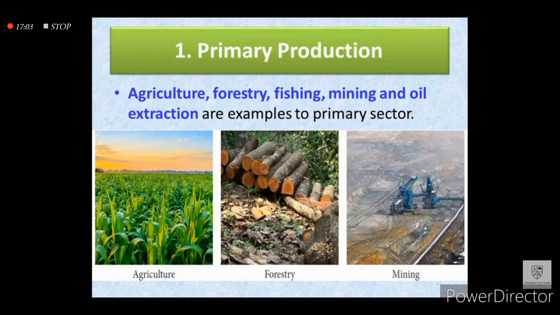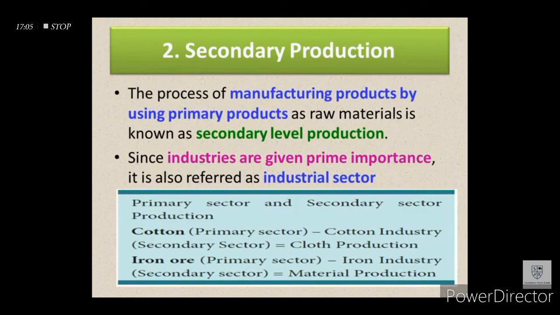Children, now we will see what is secondary production. It is the manufacturing and assembling process. It involves converting raw materials into components. For example, making plastics from oil. It also involves assembling the product. Example, building houses, bridges, roads, etc. So, children, the process of manufacturing products by using primary products as raw material is known as secondary level production. Since industries are given prime importance, it is referred as industrial sector.